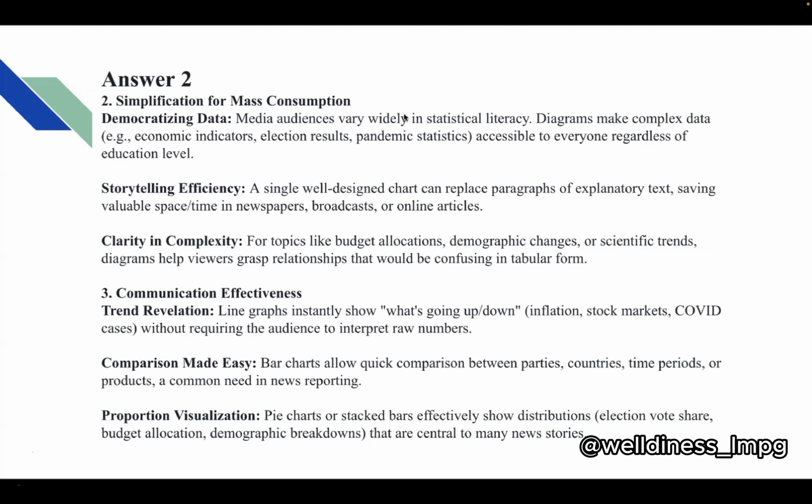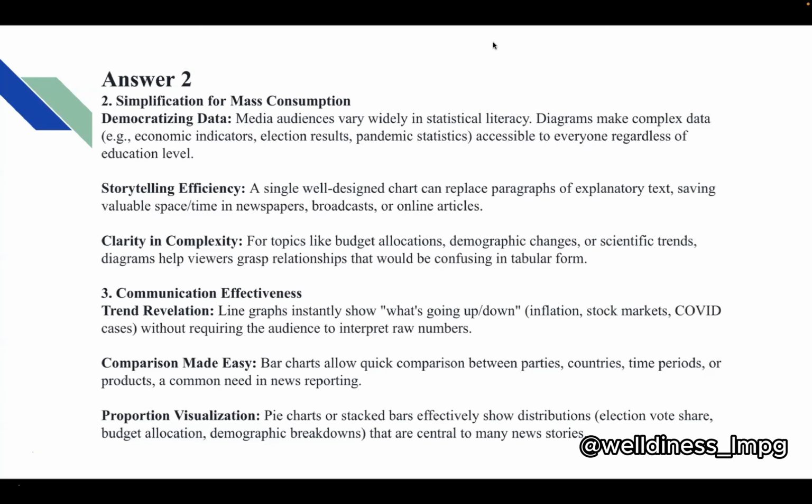Now, simplification for mass consumption. Democratizing data: media audiences vary widely in statistical literacy. Diagrams make complex data, e.g. economic indicators, election results, pandemic statistics, accessible. If you remember, I don't know if you guys remember during COVID, there was one image they always released showing number of deaths and number of infected people and so on. Do you remember that image?